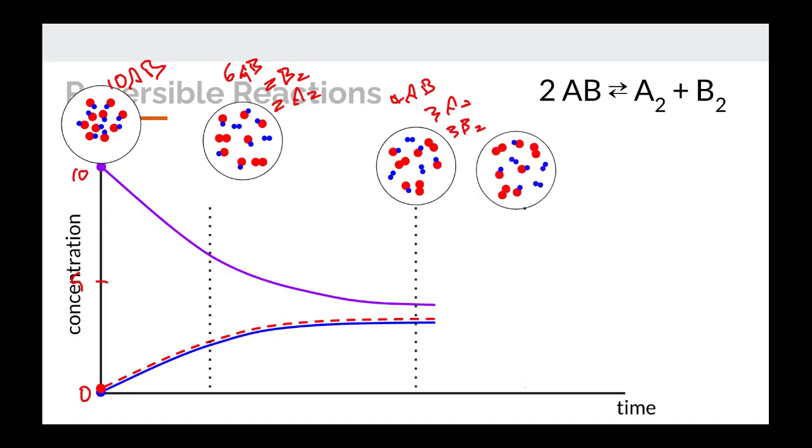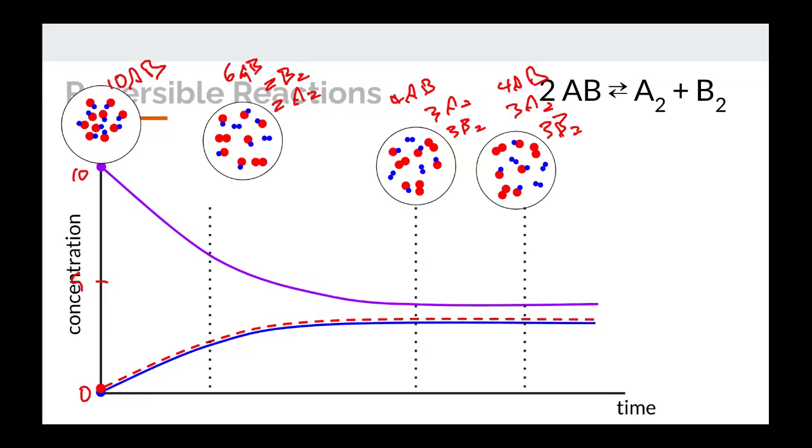What we'll find out if we let the reaction go on a little bit more is that we have 1, 2, 3, 4. We still have 4 ABs. And we still have 3 A2s, and we still have 3 B2s. So what's happened is we've reached a kind of flat spot on the curve. The concentrations of AB, A2, and B2 are not changing anymore.